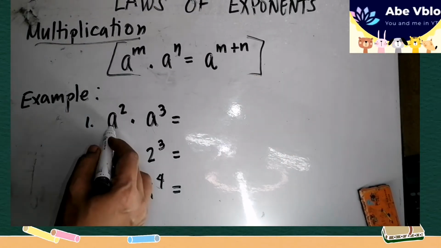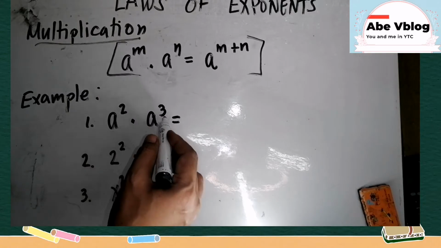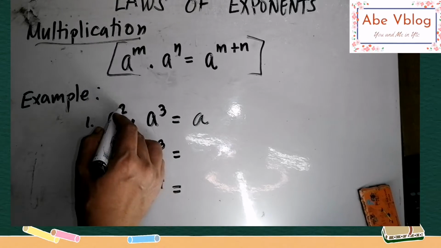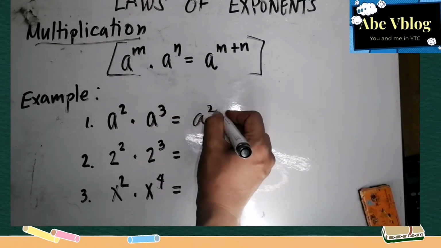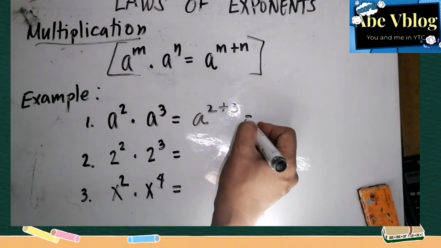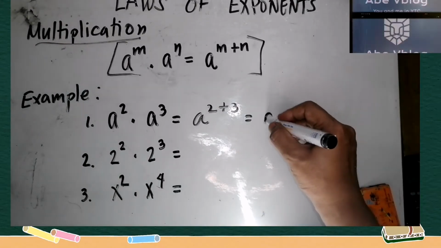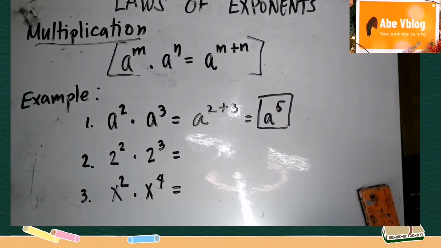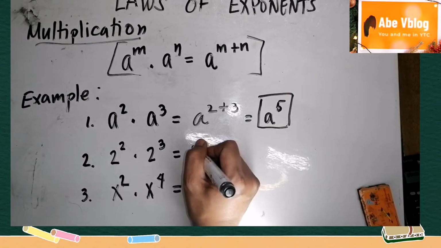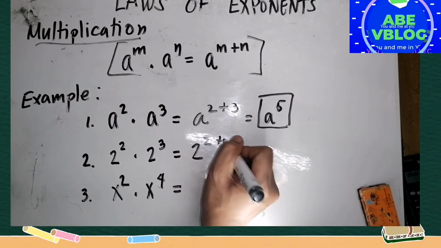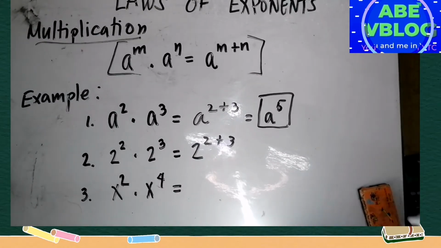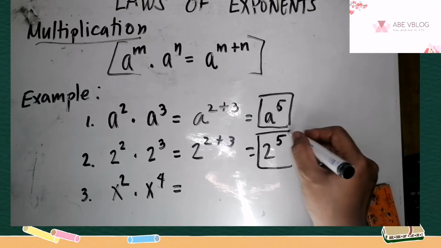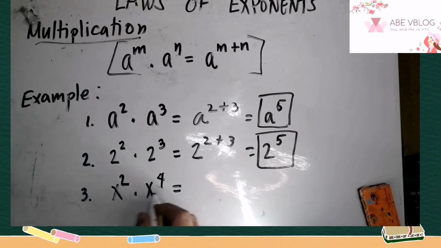Example number 1. a squared times a cubed is equal to, we copy the base a and then add 2 plus 3. The final answer is a to the fifth power. Number 2, 2 squared times 2 cubed. So we have 2 to the 2 plus 3, so that's 2 to the fifth power.